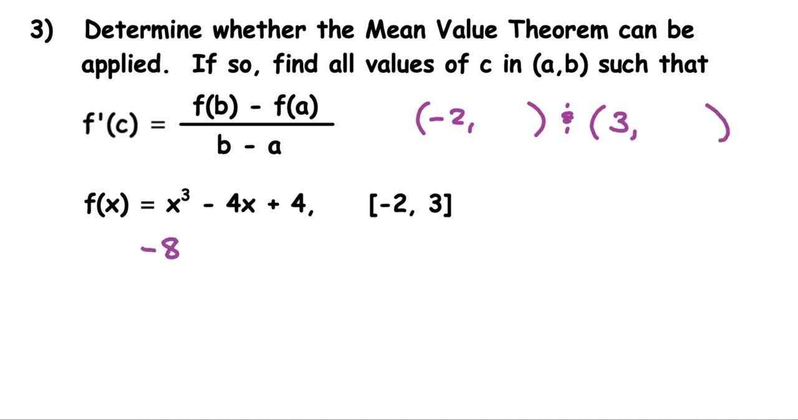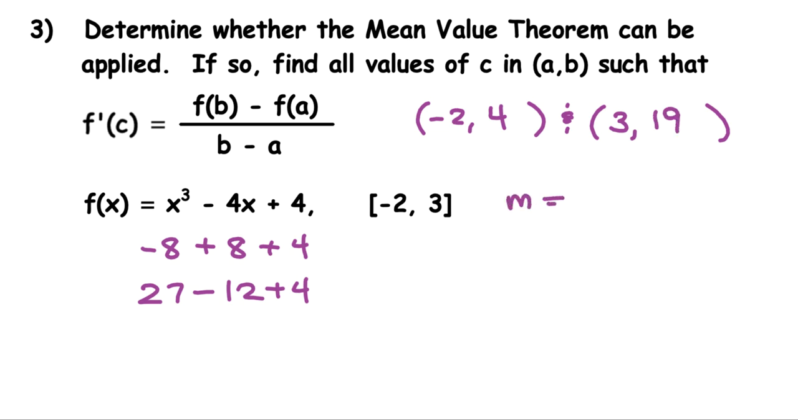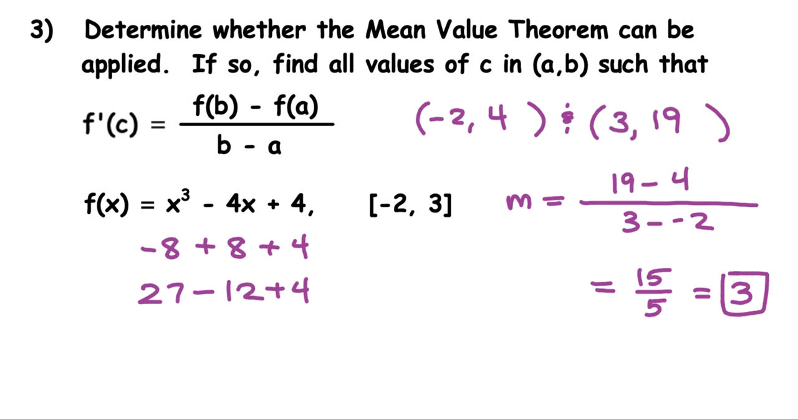-2 cubed, that's going to be -8 plus 8 plus 4. That'll be 4, that's easy. If I plug the 3 in, 3 cubed, that's 27 minus 4 times 3, 12, plus 4. Let's see, 15 plus 4, that's 19, so f(3) is 19. Okay, so the slope of the secant, or the middle school slope, will be 19 minus 4 over 3 minus -2. We're looking at 15/5, and of course 15/5, better known as 3. So that's the first part of our deal.